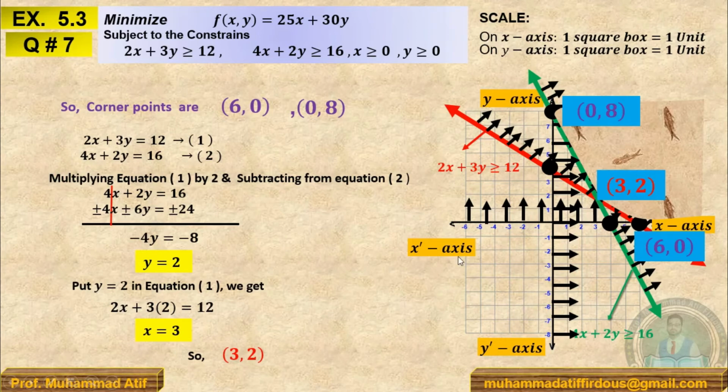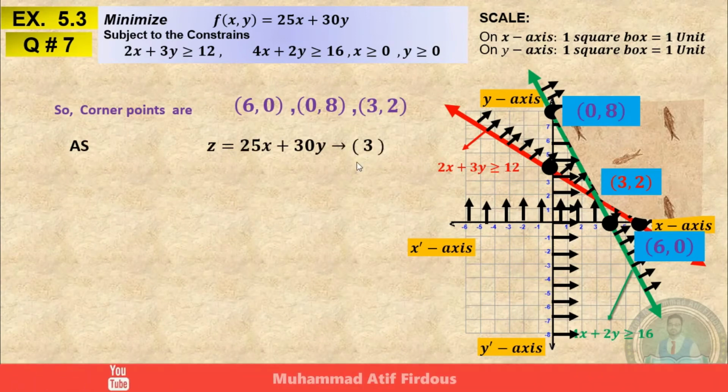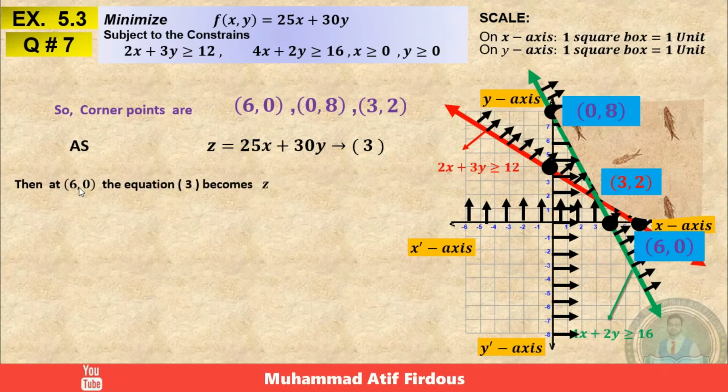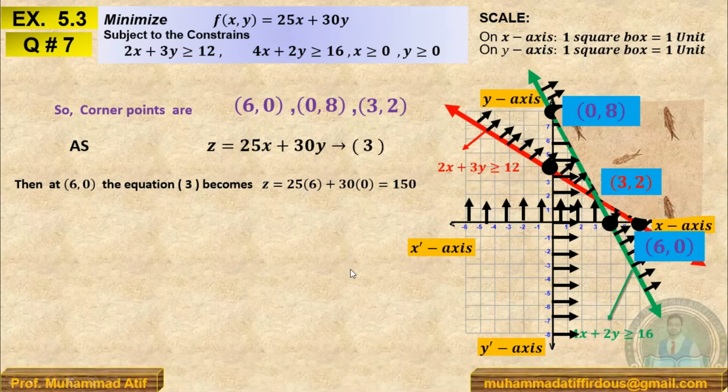Second step is completed. Now the final and last step is just to put these corner points into our main objective function. So moving on, we have these three corner points. Just put each corner point in your objective function, I suppose it's equation number 3. Put the first point in equation 3, meaning put x is equal to 6 and y is equal to 0 in equation 3, and simplifying this you have your answer 150.